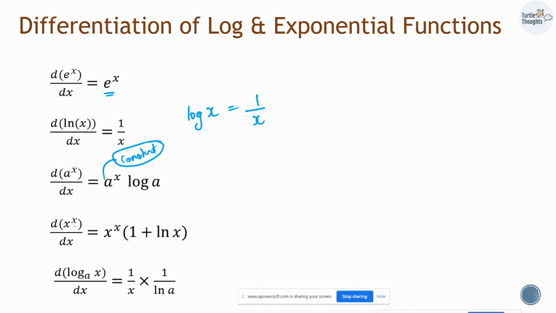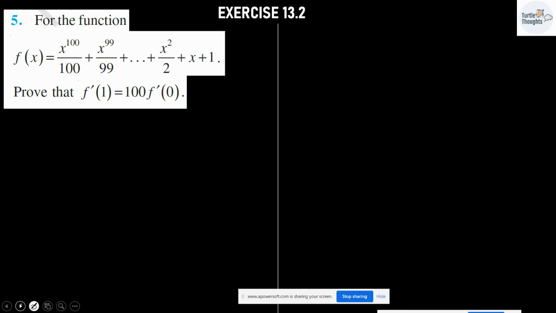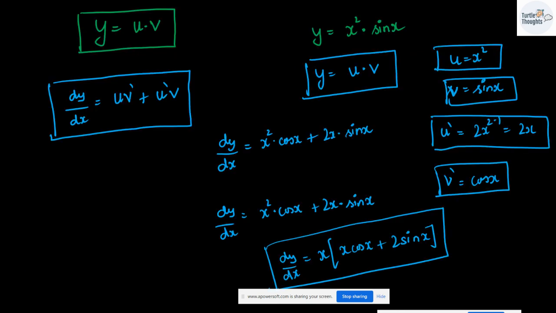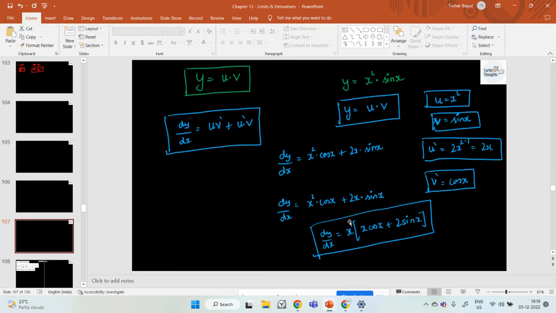Similarly, if we have x raised to the power x, the differential is going to be x raised to the power x multiplied by 1 plus log x. The differential of log x to the base a is going to be 1 over x multiplied by log of a. Okay. Now, let me go to the product rule again. I'll be taking one more problem. Then I will be going to the quotient rule, and then subsequently to the chain rule.